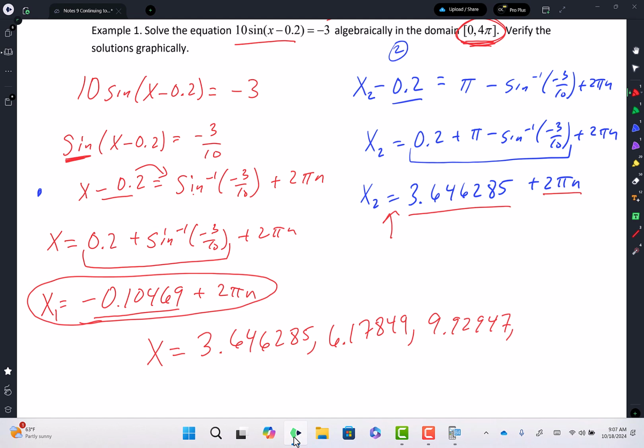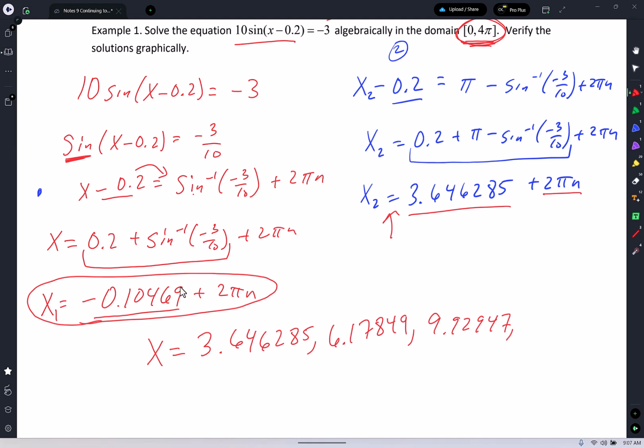What's up, Woody? I have a question. You said that you didn't use the negative 0.174. You didn't use that one because it wasn't in the domain. Yes. See how it says here in the domain 0 to 4 pi? I want answers between 0 and 4 pi, and we're still not done. We still got more answers. That negative 0.104 is to the left of 0. Now to get my next answer, take the 6.17849 and add 2 pi.